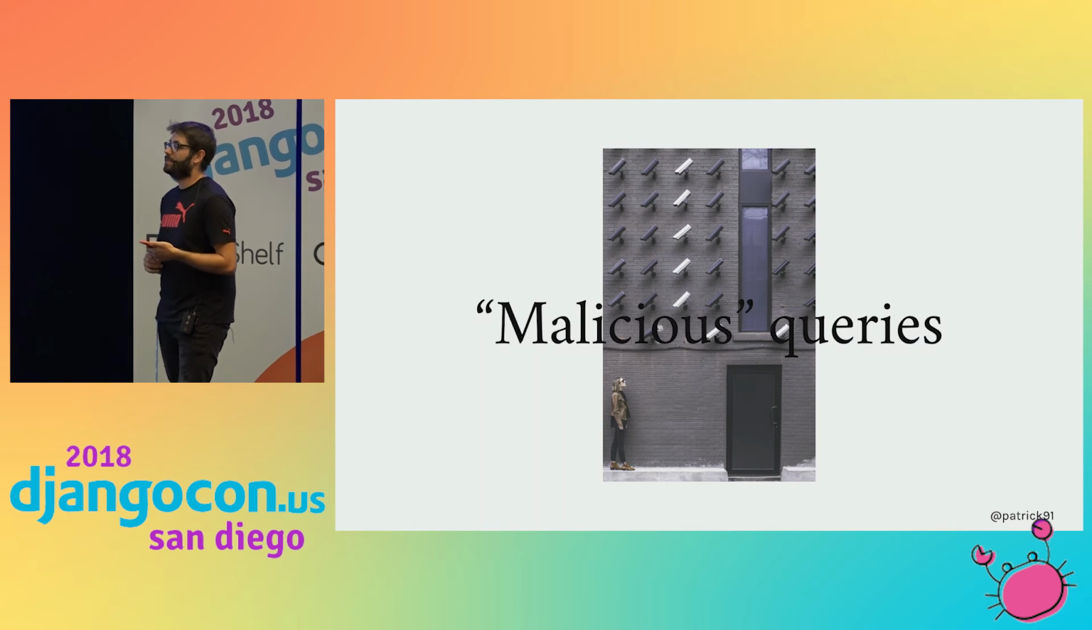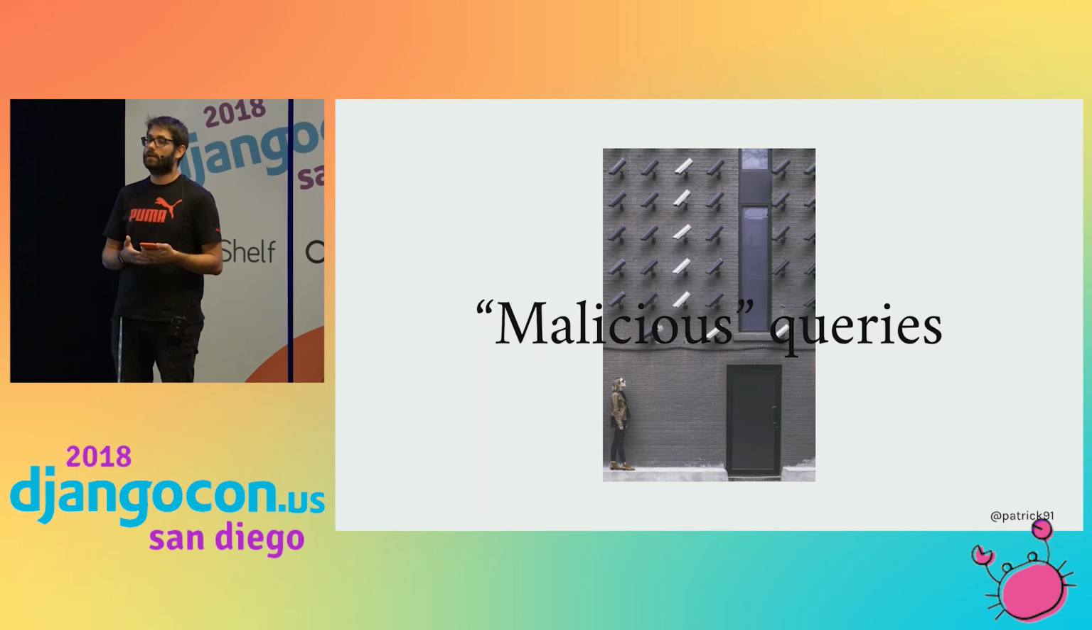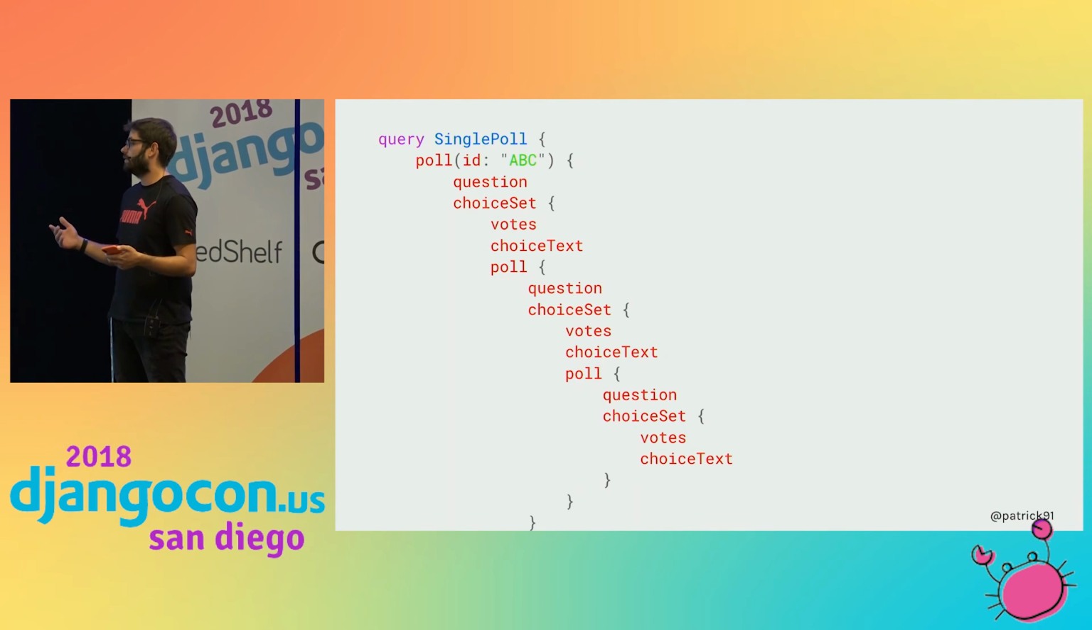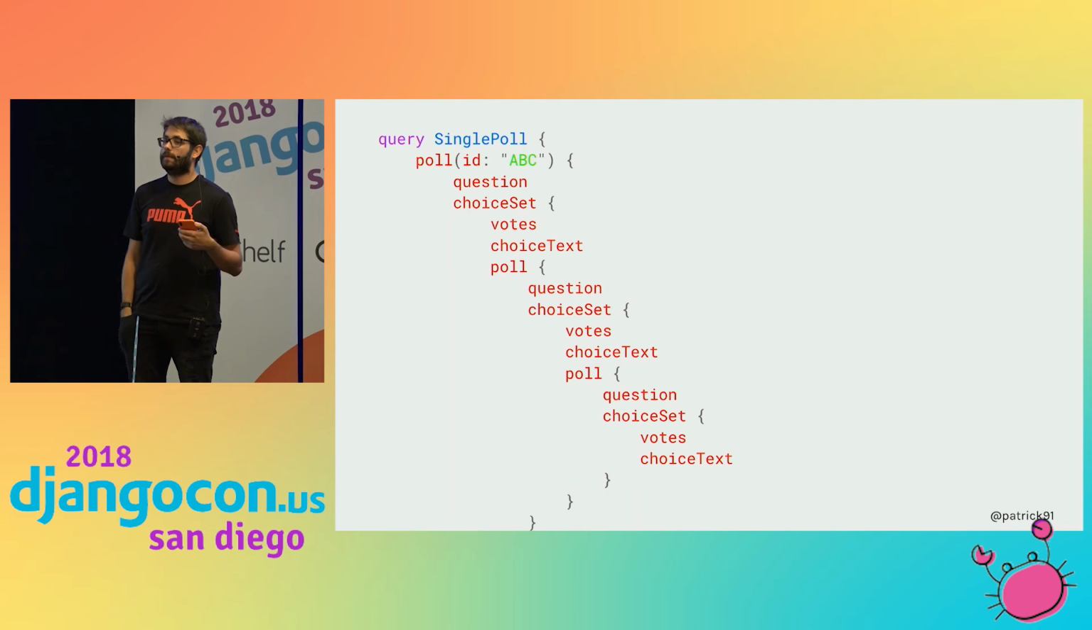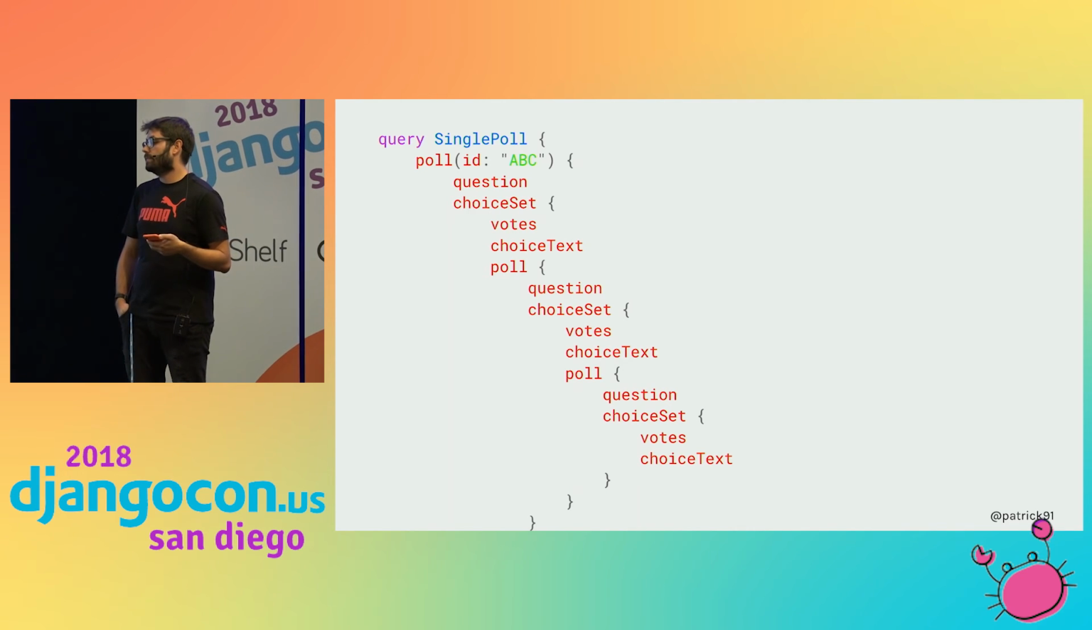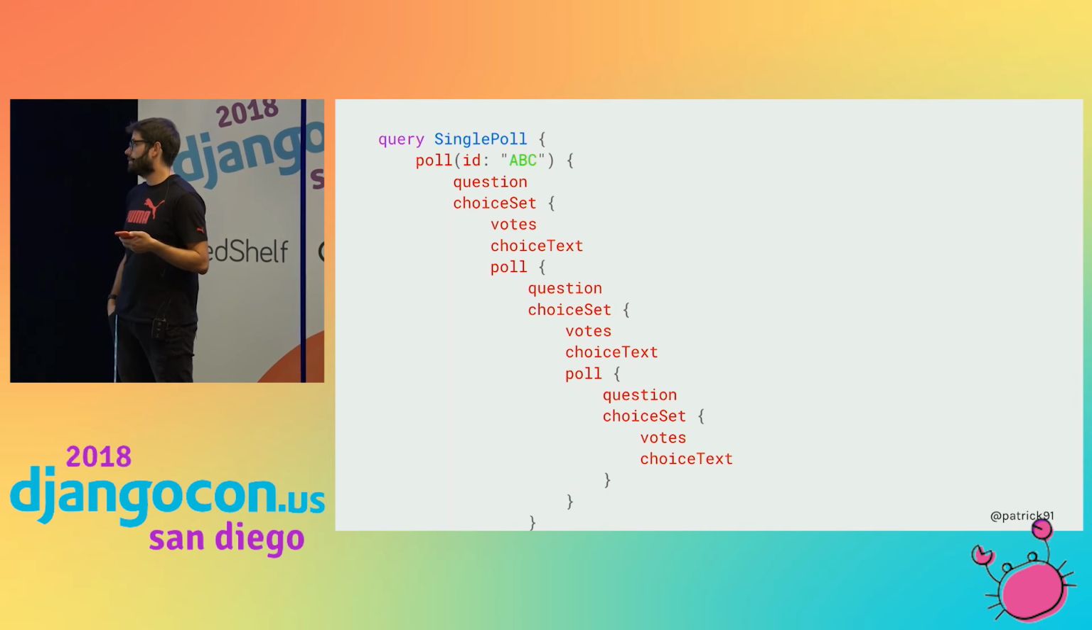Also, it's really easy to build malicious queries because we are giving loads of power to the front end. You can build something like this, and imagine that this goes on and on. You basically can do a query that takes a lot of time, and it's easy for someone to DoS your server, I guess.